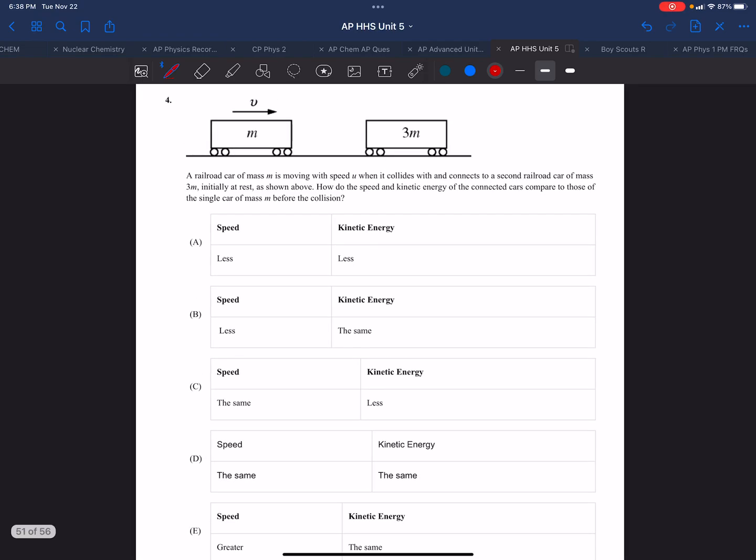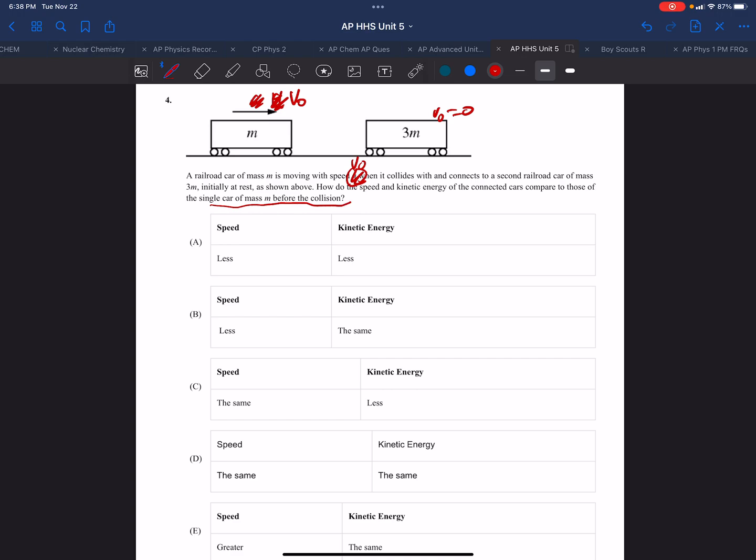So we have a railroad car, mass m, moving with a speed. It says u, it's labeled incorrectly up here, but let's just call it v0. It collides with and connects to a second rail car of mass 3m initially at rest, so this v0 equals 0. How do the speed and kinetic energy of the connected cars compare to those of the single car before the collision?